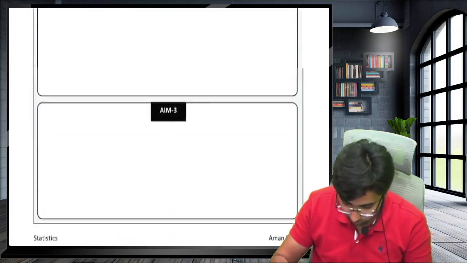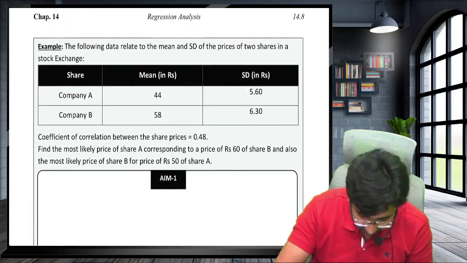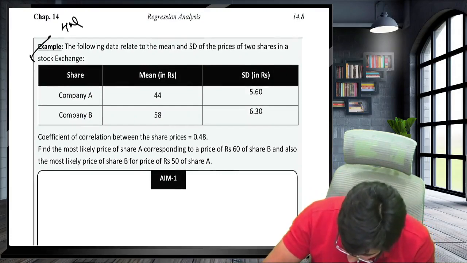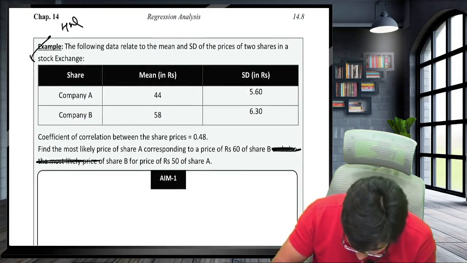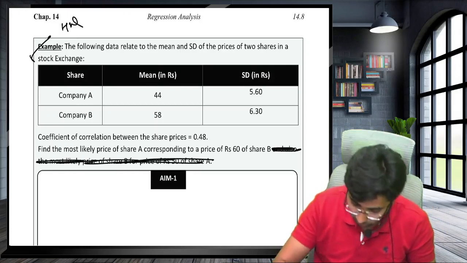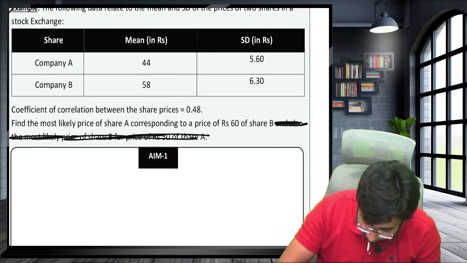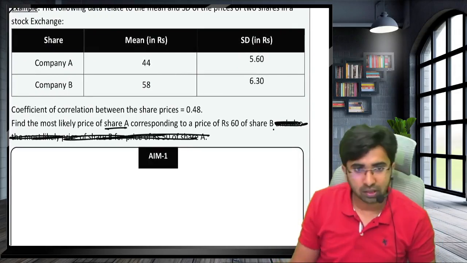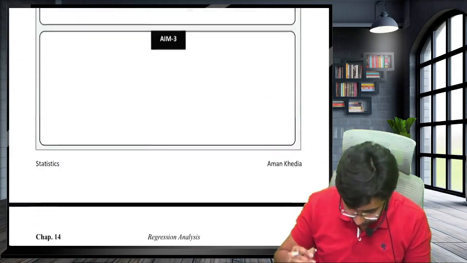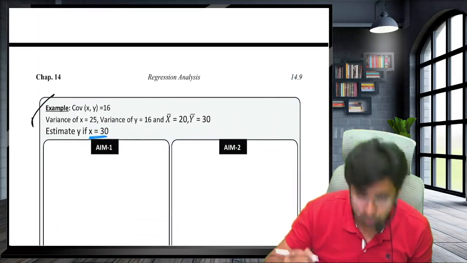Guys, you have to solve the next example. This is your homework, and also compute the share of p. Guys, cut from this line, cut this second line in the next question. The question will end here. Find the most likely price of share of a where the corresponding share of b is given. You have to think for this. You have to calculate aim number 1, aim number 2, aim number 3, everything. Same way you have to solve the other question also.